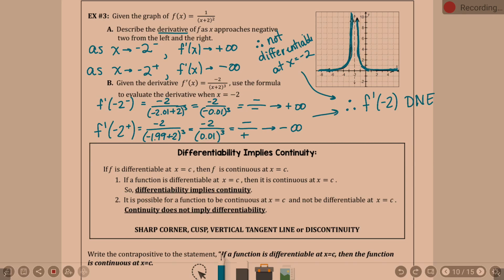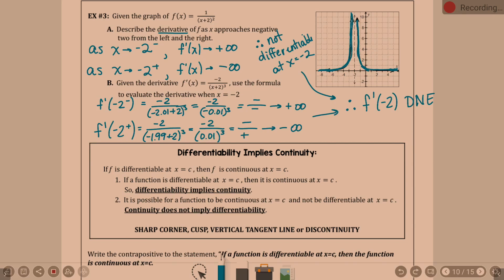So, if it's differentiable, it is definitely continuous. Now, if a function is differentiable, it is continuous. So differentiability implies continuity. If I tell you this function is differentiable, you can automatically check off in your head it's also continuous. Squares are rectangles, but rectangles aren't squares. It is possible for a function to be continuous and not differentiable. So just because I tell you something's continuous, you don't get to automatically say it's differentiable. No, that's a no-go.